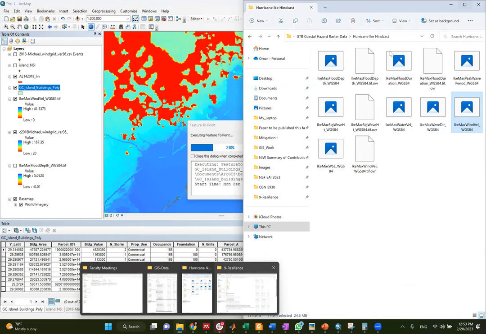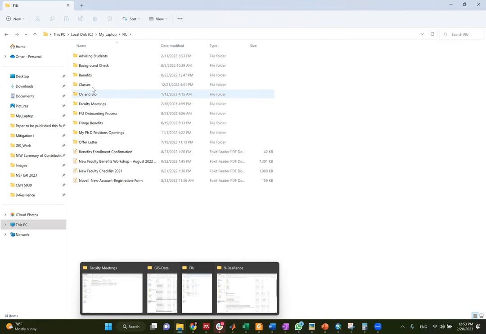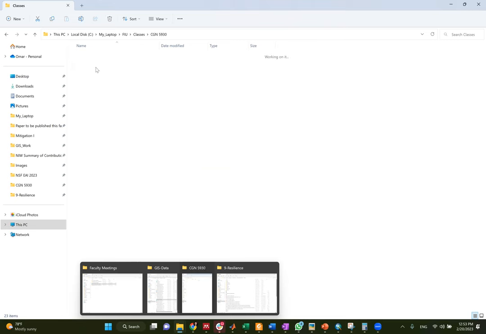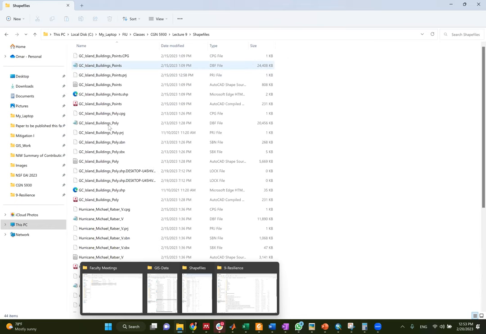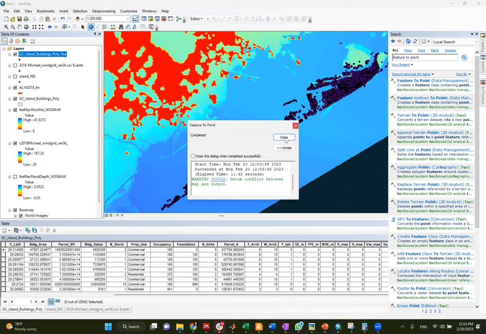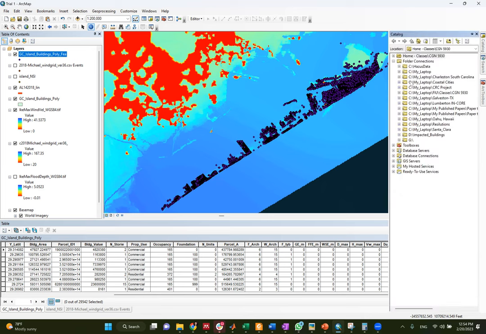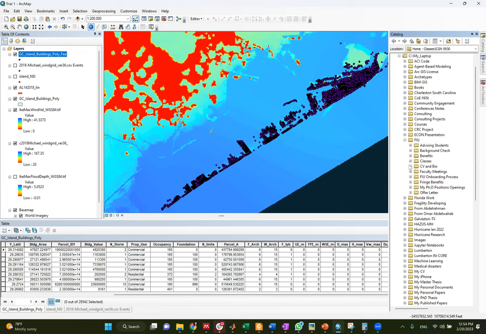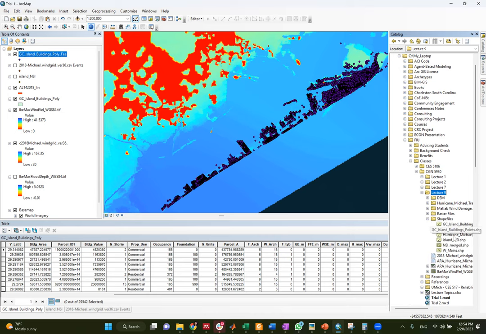I thought from last week we had the points. Yeah, it's already done. I just want to check here the classes, lecture 9, shapefiles, Galveston Island building. Oh yeah, we have the points here. It's already created the points. So the next step is to extract the wind speed at each one of these points. We can use the building points that we developed before, Galveston Island building points.